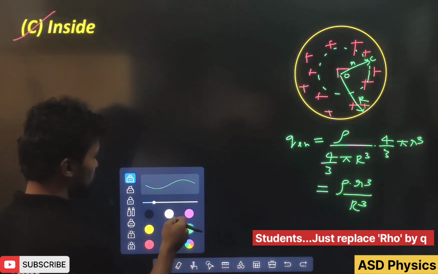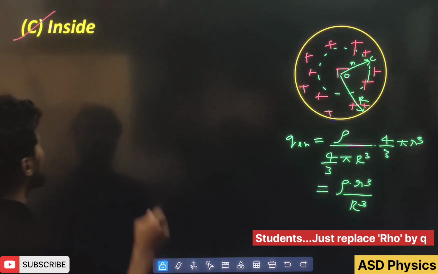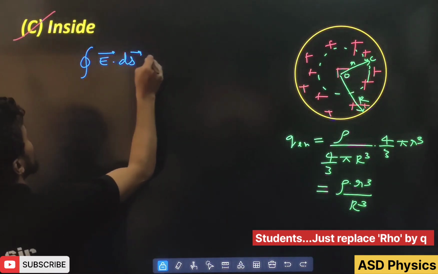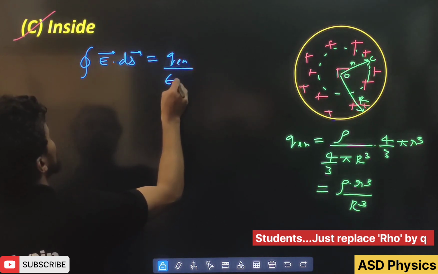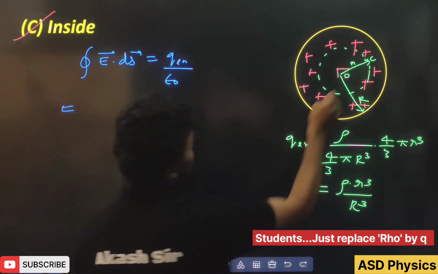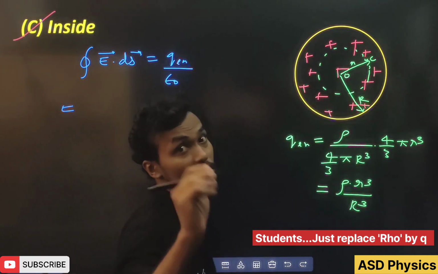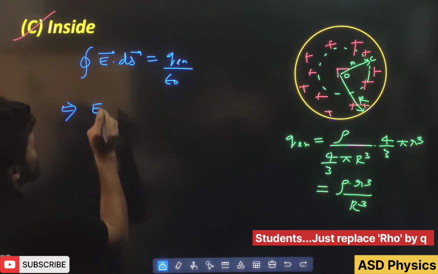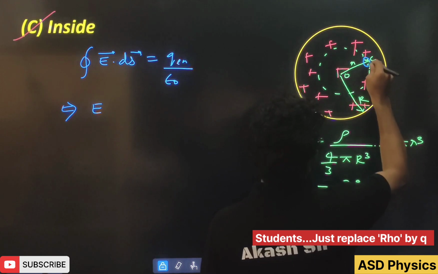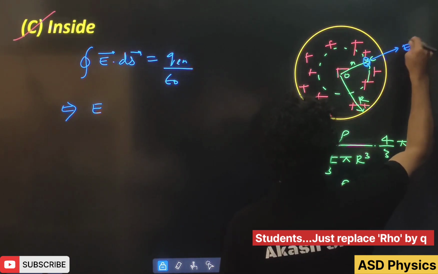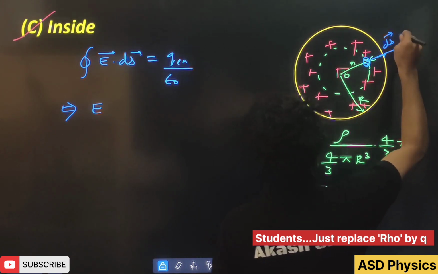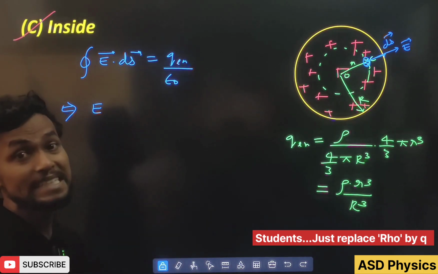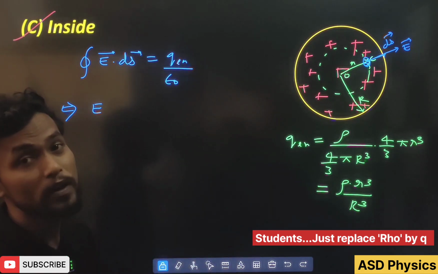After that, we will use the same Gauss law. As we know very well, closed integral E dot ds is equal to charge enclosed by epsilon naught. Again, this Gaussian surface should be symmetrical, so at all the points the electric field will be the same. E and ds make how much angle? 0 degree, so E dot ds means E ds cos 0. Electric field at all the points is the same.